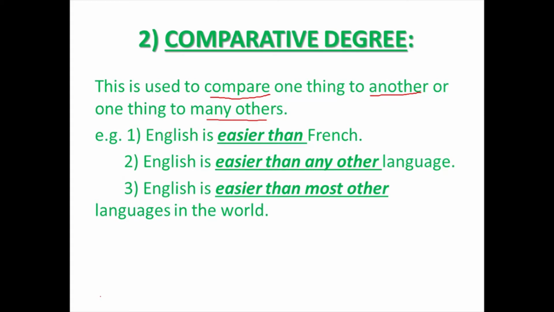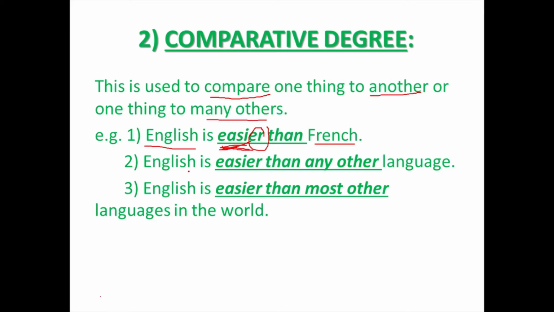English is easier than French. See, this "er" is added. If this sentence were in positive degree, we would have written "easy". The adjective would be easy, but it has been added with "er". So English is easier than French. Two things are compared together, by saying that English is easier than French.